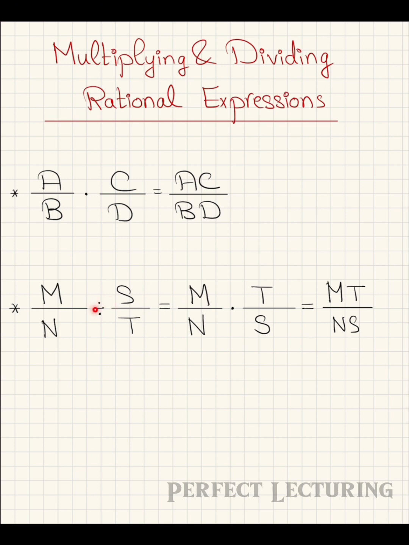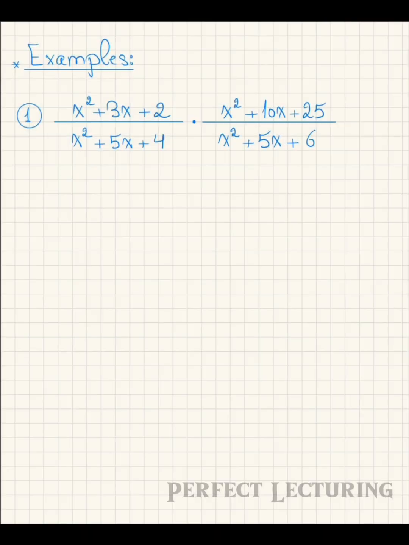What about dividing two rational expressions? Again, I convert the division into multiplication and I write the reciprocal of the other fraction. In other words, I write it upside down, and by doing this, we will have converted it into a multiplication problem. So I'm going to do two examples. That is example number one.